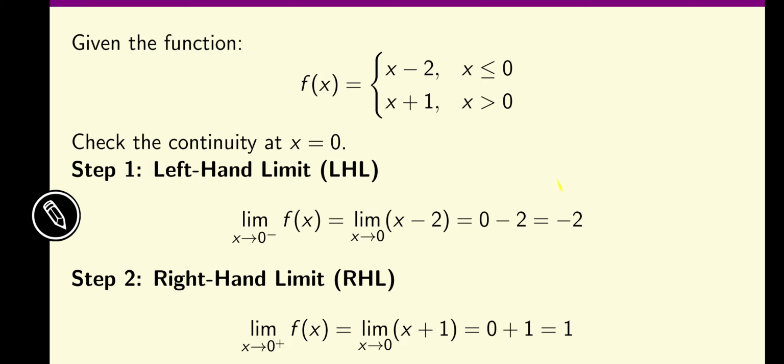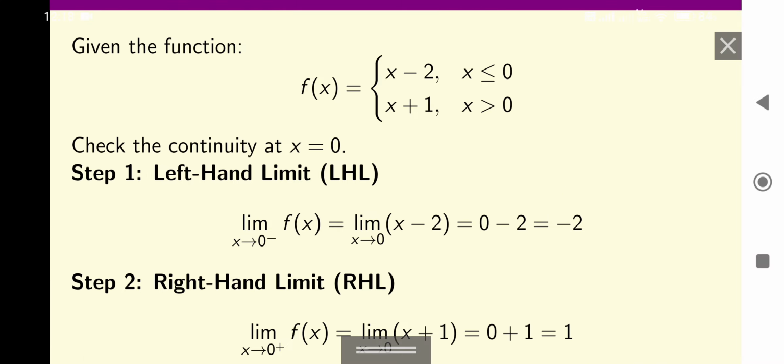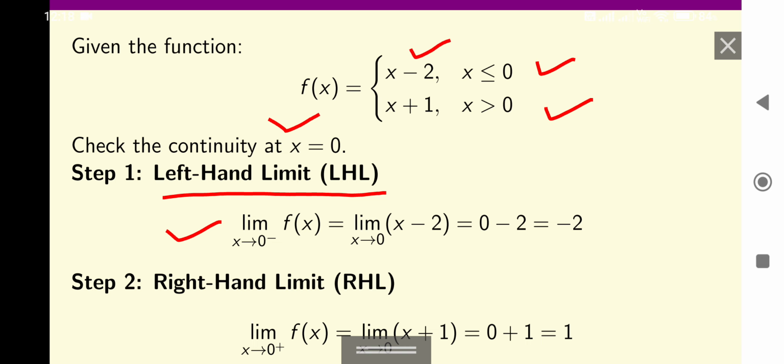Let us see this first example. Here f(x) is given as x minus 2 when x is less than or equal to 0. It is given as x plus 1 when x is greater than 0. Now we'll check continuity at x is equal to 0. So first we'll find left hand limit at 0. When we find left hand limit at 0, it means the value of x is less than 0. So in this case, this definition will be used.